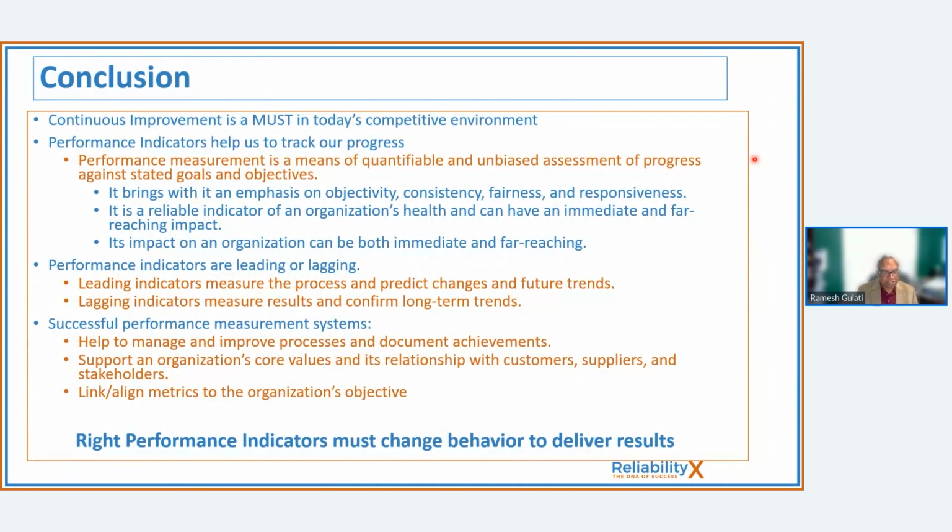A successful performance management system helps to manage and improve processes and document achievement, what we have achieved, where we were, where we are today. It supports the organization's core values because we have linkage, and that's what we're trying to do. The core values and the objectives are what we try to meet. Link, align metrics to organizational objectives. The right performance indicators should change the behavior of the people to deliver the results. So keep that in mind. Right performance indicators should change behavior, get the right culture.